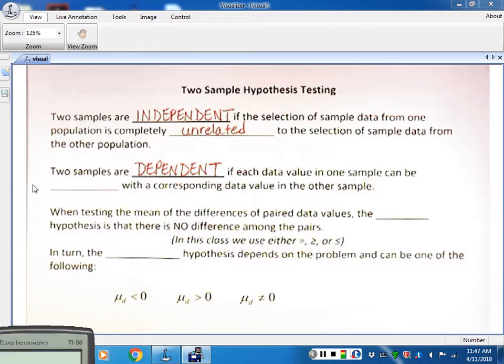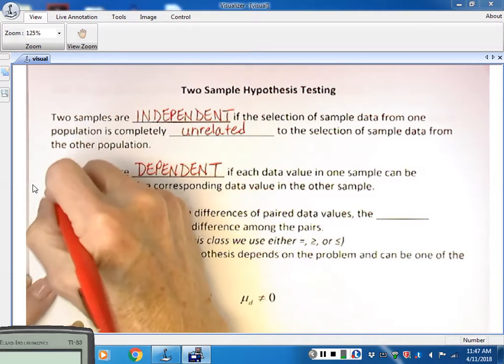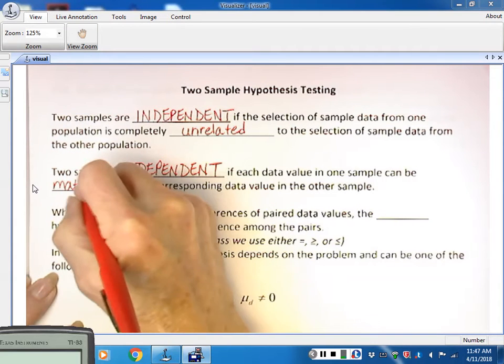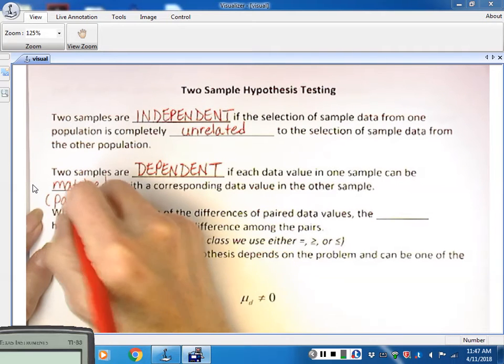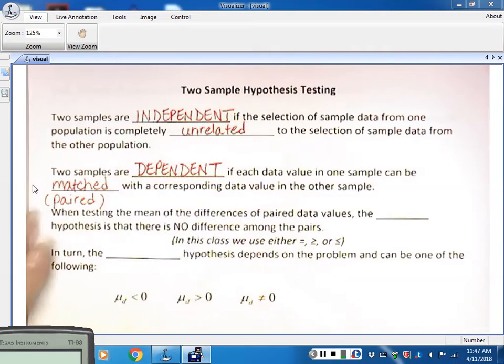If each data value in one sample can be matched or paired with a corresponding data value in the other sample. For example, if I were talking about your test grades, we've now had 2 exam grades, and if I wanted to compare your first exam grade to your third exam grade, well, those exam grades are both coming from one set of people. So those are paired.